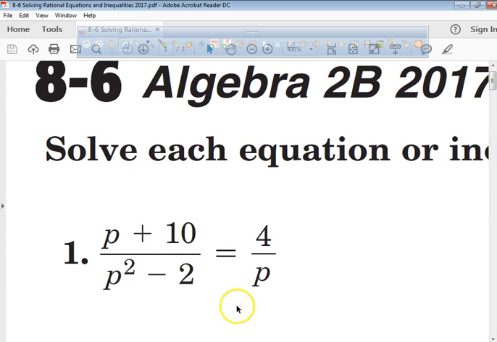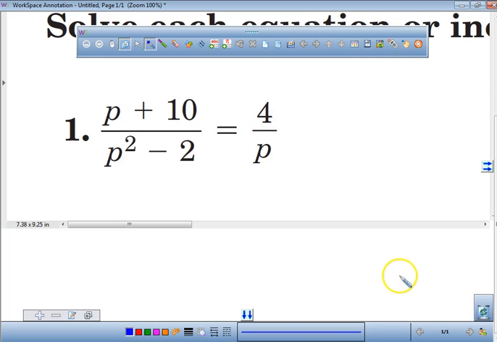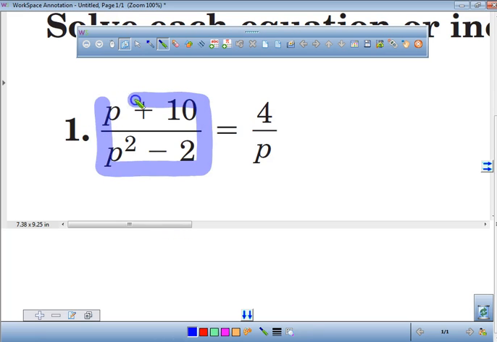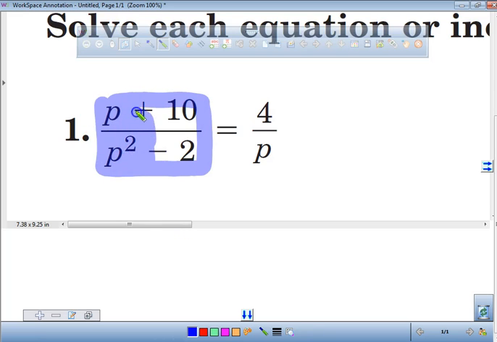All right, so what we're going to do, we're going to look at problem number 1. You're going to place it carefully in your journal, write it nice and neat. We're going to solve for the value of P that makes this equation true. Now, this is an easy rational equation because it's set up as a ratio equal to another ratio.